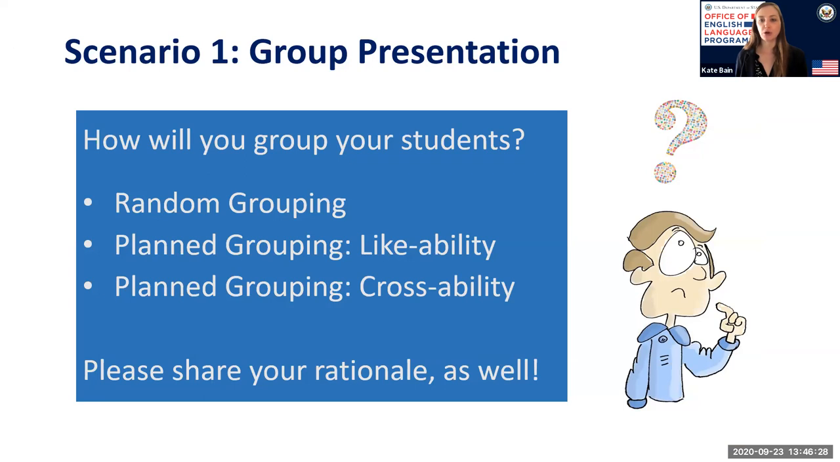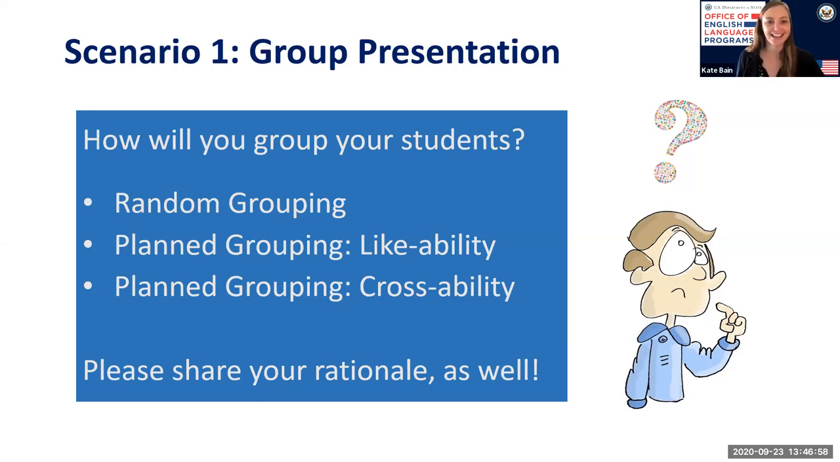So Mohammed says cross-ability, great. And of course, we want to know why. So please let us know your rationale for why you would choose a certain method. Looks great. Jocelyn also says cross-ability. So does Carolina, Marisol, Mabel, Zinmar. A lot of people are agreeing that they would like to do cross-ability. I would love to see a reason or two from you, our audience.